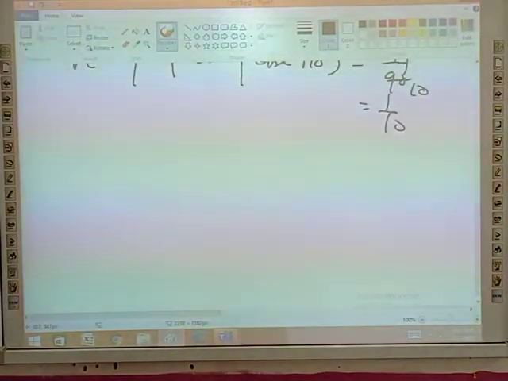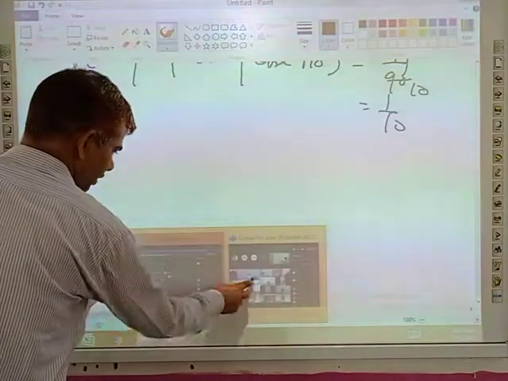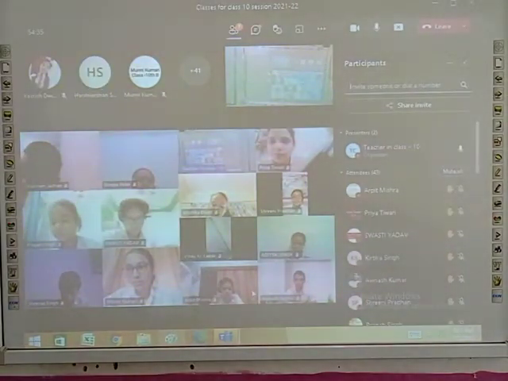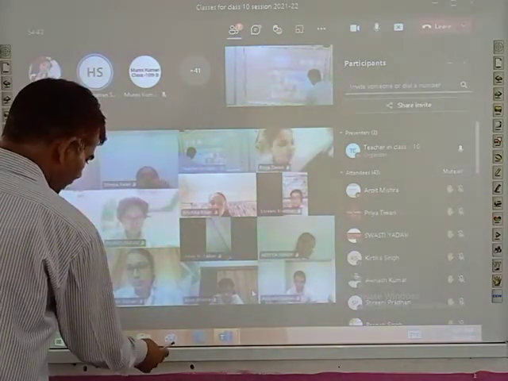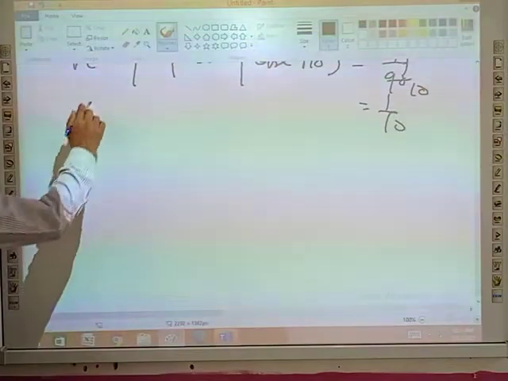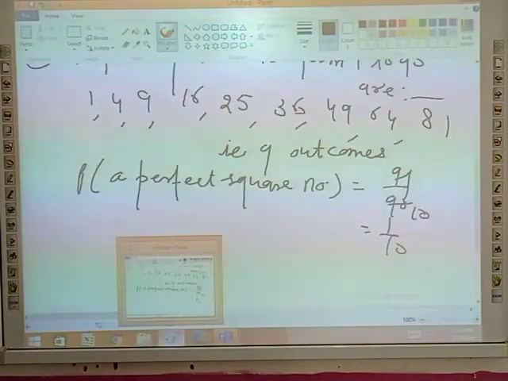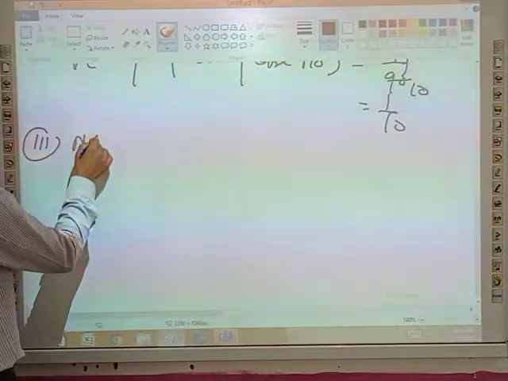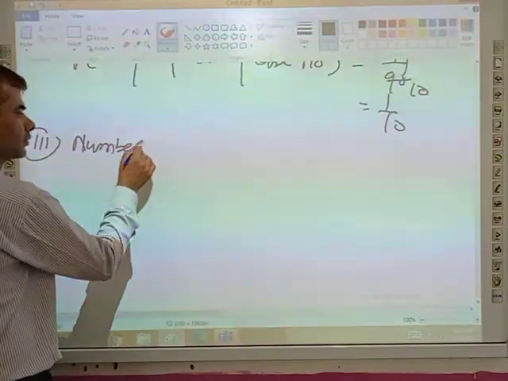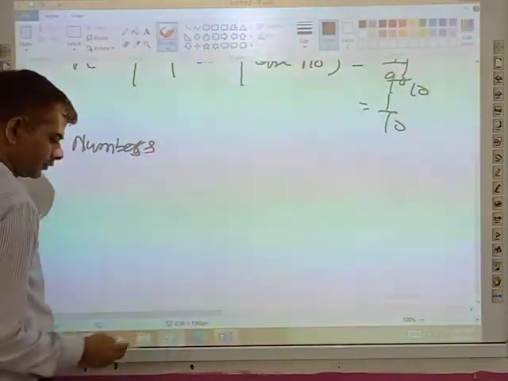Now a number divisible by 5. There are 18 such numbers. Please tell me which are the 18 numbers: 5, 10, 15, 20, 25, 30, 35, 40, 45.